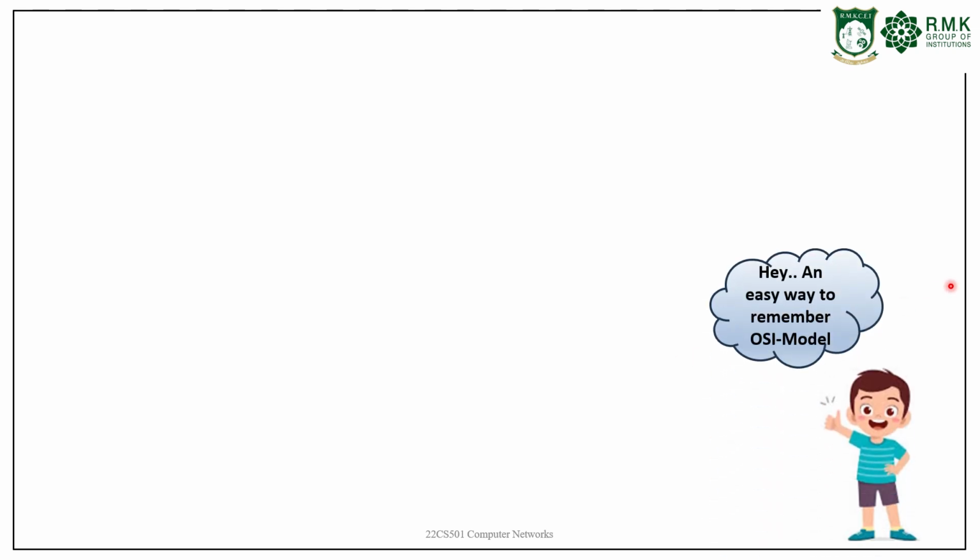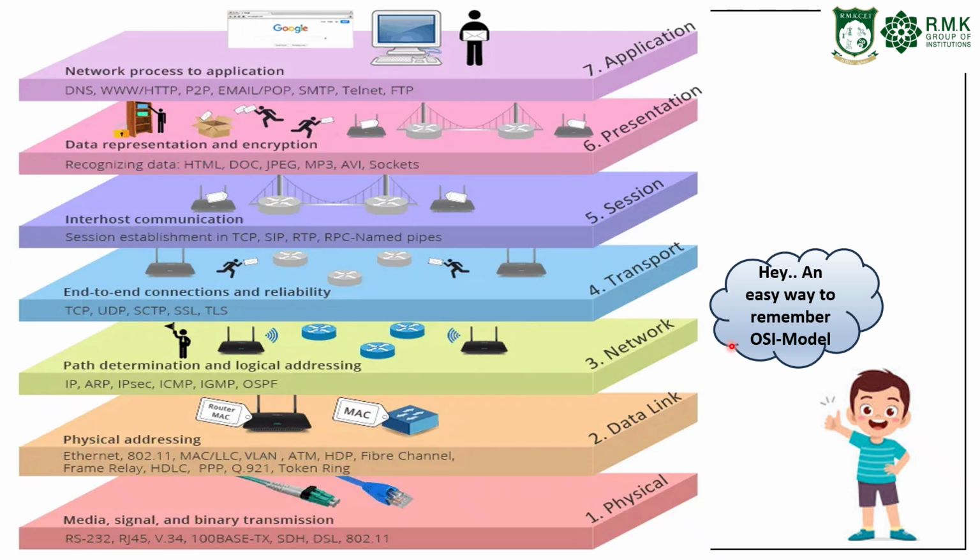So what is the easy way to remember the OSI reference model? Here we have a solution. If you remember this diagram, at each and every level you can observe what kind of protocol is used and what functionalities are done at each layer. You will be able to remember the OSI reference model and its layers along with their functionality in a very easy way.